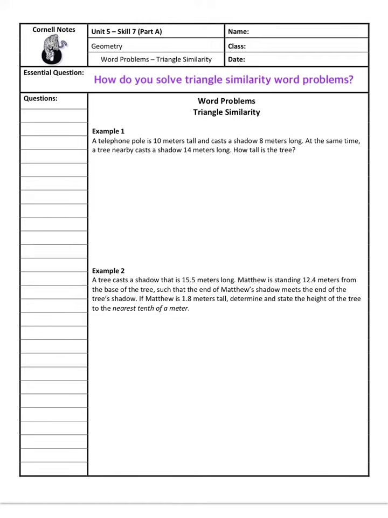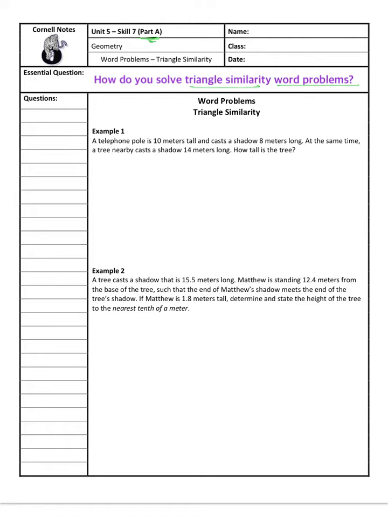We're ready for Unit 5, Skill 7, Part A. So this is one of those skills that's broken down. There's a Part A and there's a Part B. But Skill 7 is all about word problems. So I love word problems. Don't make fun of my drawings because I'm not the best drawer here. But our essential question for today is, how do you solve triangle similarity word problems?